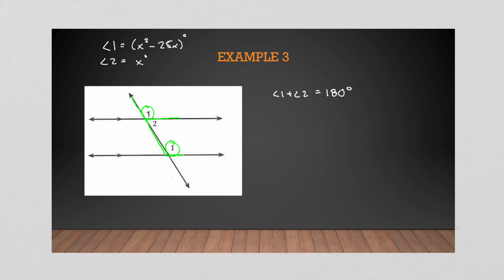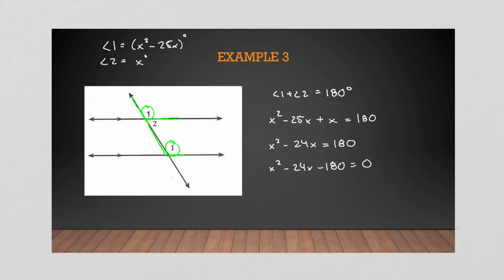From co-interior angles, we can then put this together. So angle 1 is x squared minus 25x, and then angle 2 is x, and that equals 180. So now what we have is x squared minus 24x equals 180 degrees. And if you can remember back to grade 10, we have a quadratic equation.